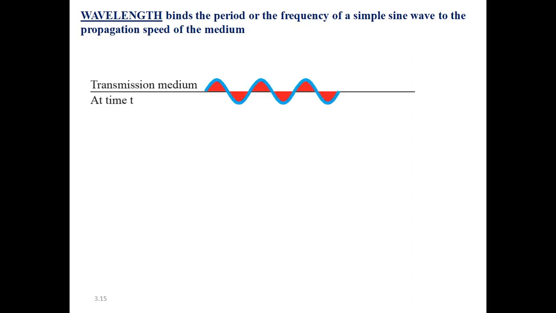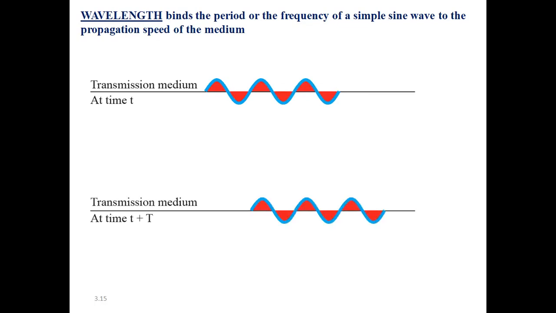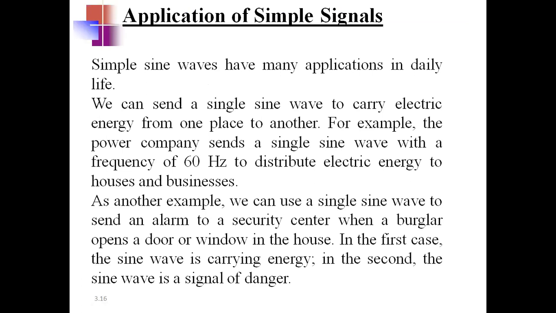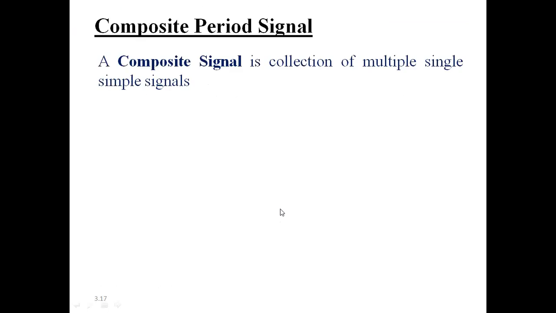This is the transmission medium at time t. We are observing this. So what can be the transmission medium at time t plus T? This is the wavelength. In time T, capital T, we have traveled this much distance, so we call it the wavelength, and this is the direction of propagation. Now this is one simple application of a simple signal. The example given here is of electrical energy that is used in our houses. So you can study this example.